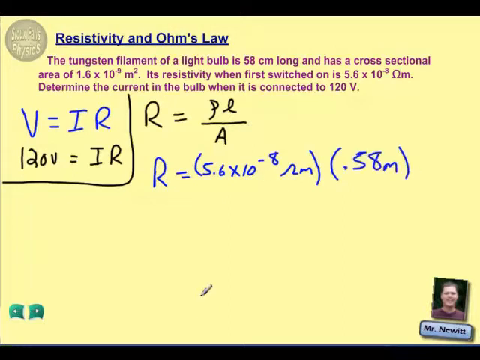Then our value for the length of the filament, which is 58 centimeters long. We need to end that in meters, so that's why we'll write 0.58 meters. And then we'll divide that by 1.6 times 10 to the negative 9th meters squared. So calculating that out, we will get a resistance value here of 20.3 ohms.